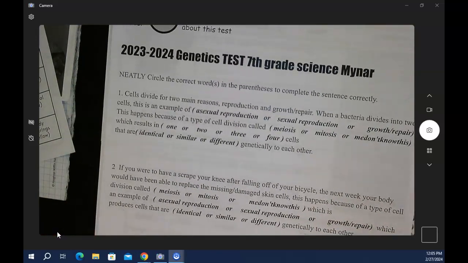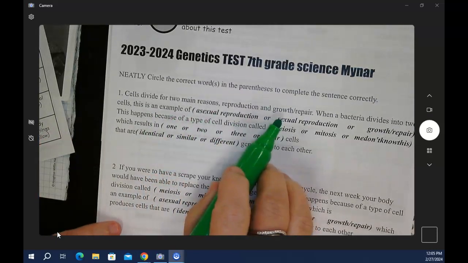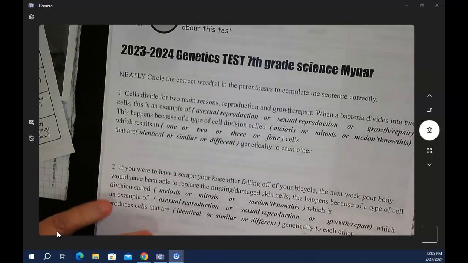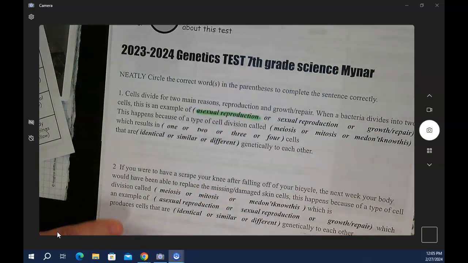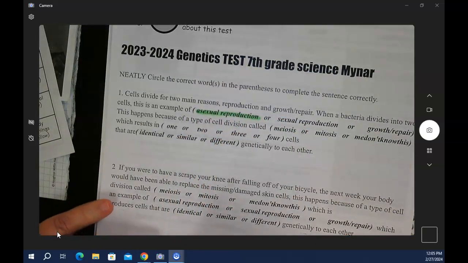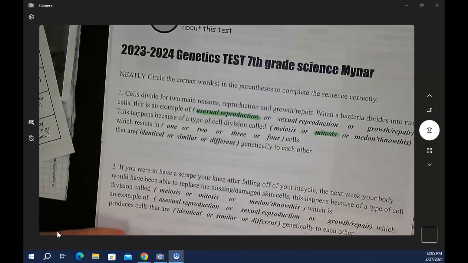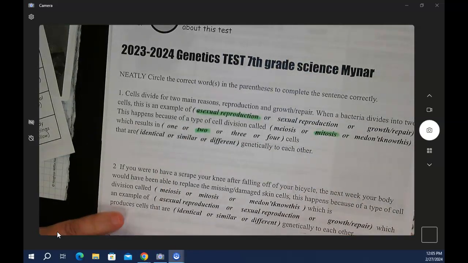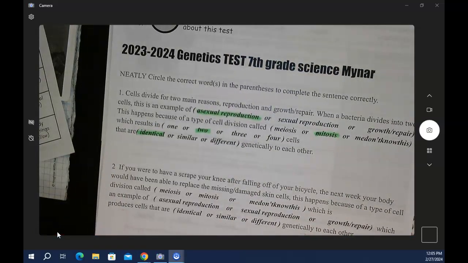So neatly circle. I'm going to highlight. Cells divide for 2 main reasons, reproduction and growth and repair. When a bacteria divides into 2 cells, this is an example of asexual reproduction. This happens because of a type of cell division called mitosis, which results in 2 cells that are genetically identical to each other.